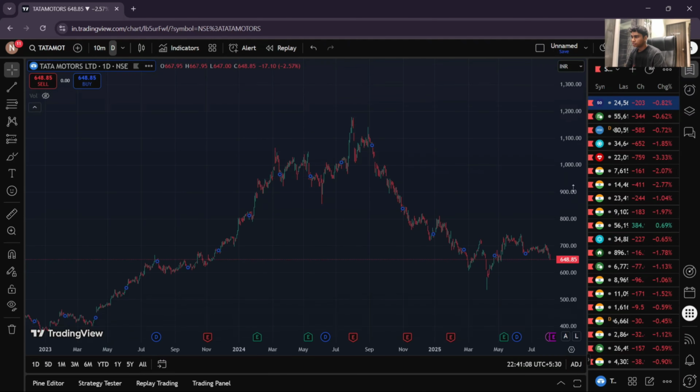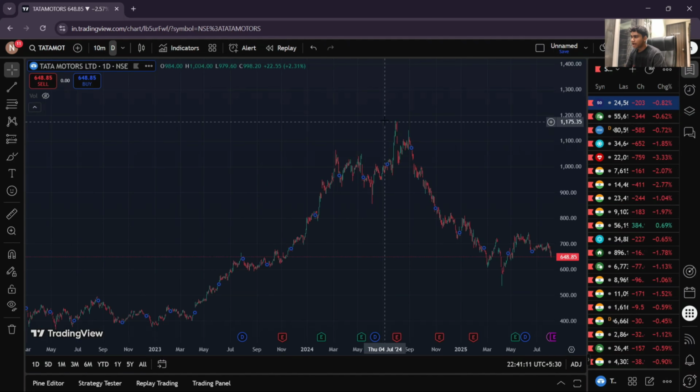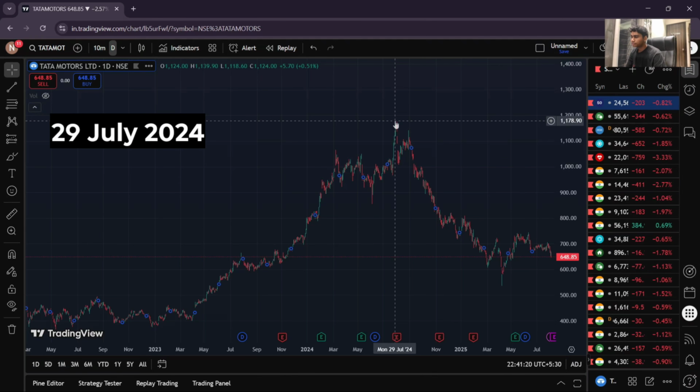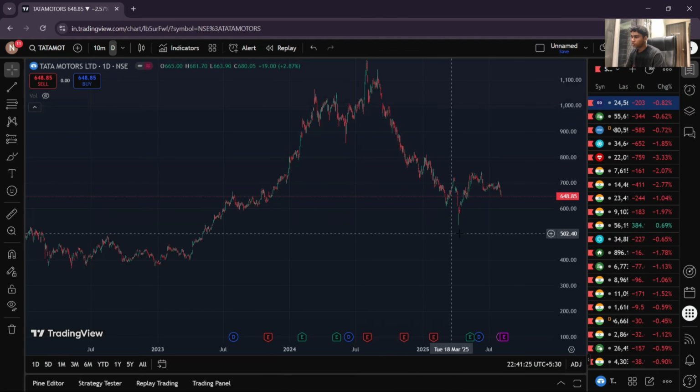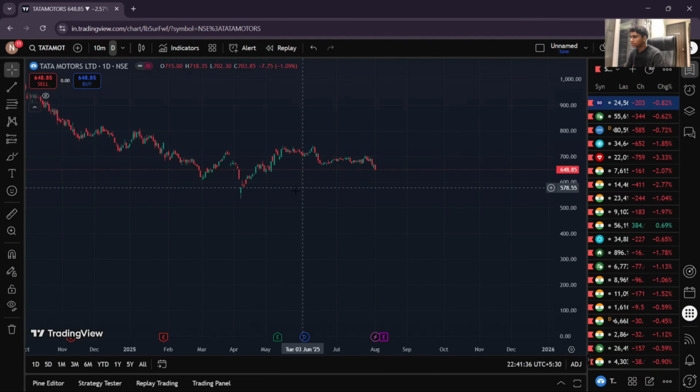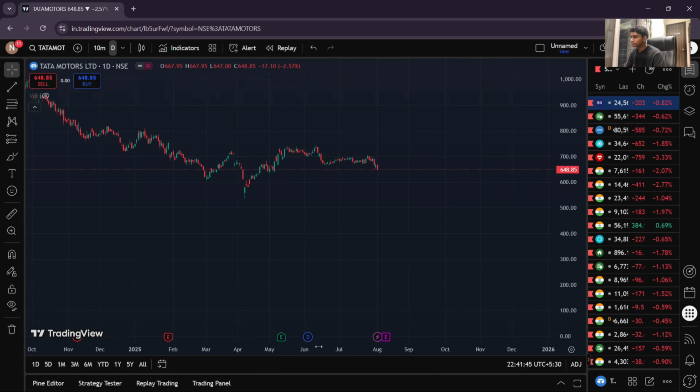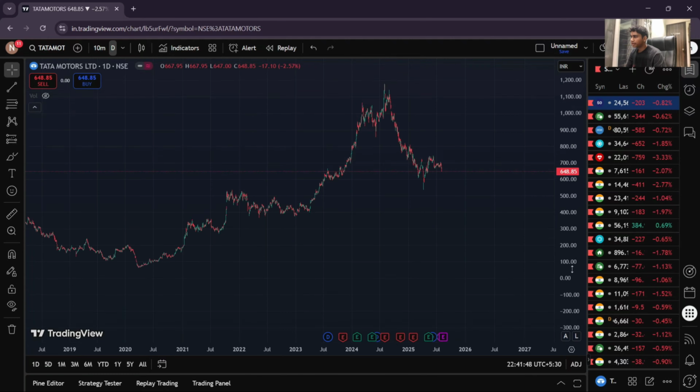Okay. So see, this is the highest point it made, which was 1180. When did it make this? Around Monday, 29 July. And after this high, when it went down, what is the lowest point it made? 537. When did it make that point? On 8 April 2025. Over here you can read. Okay, see, this is the lowest place, right? If I put this cursor on this candle down here, you can check 7 April 2025. This is the lowest point it made after making this high.